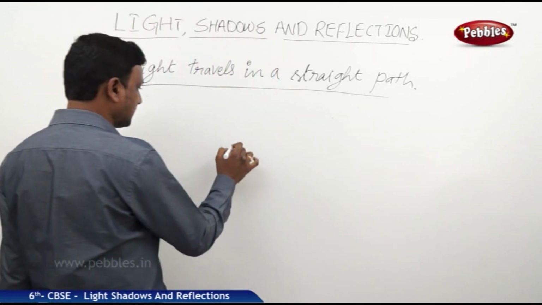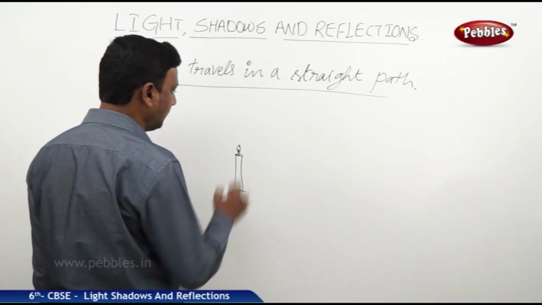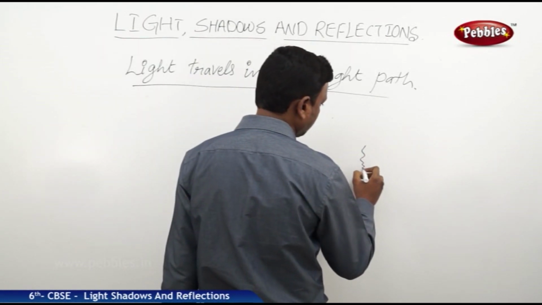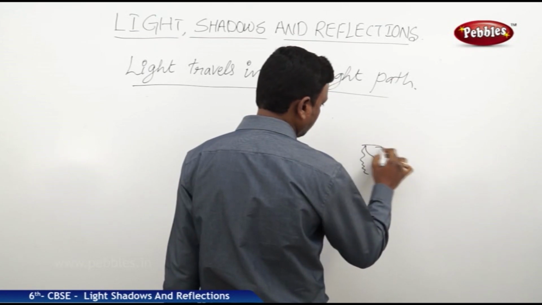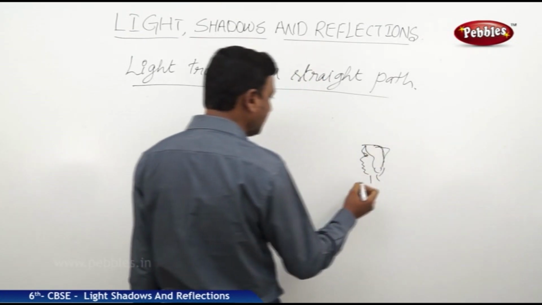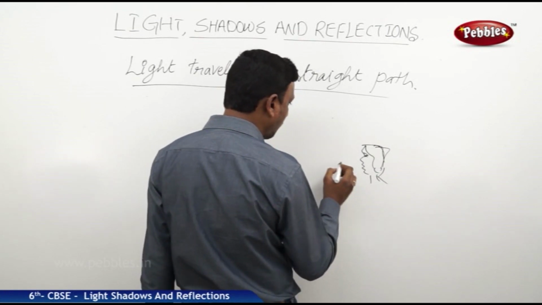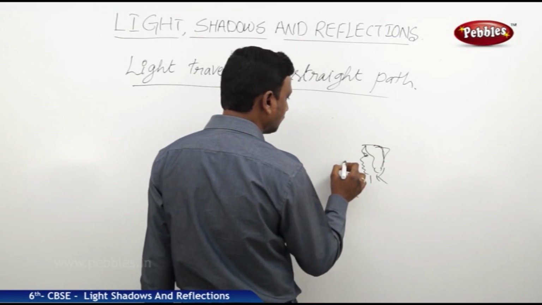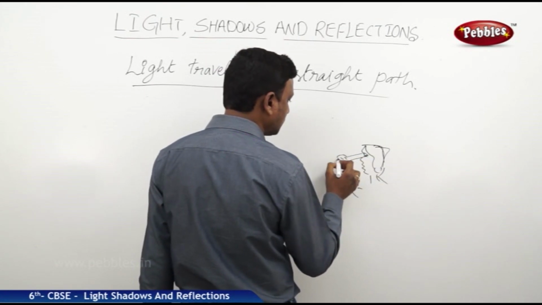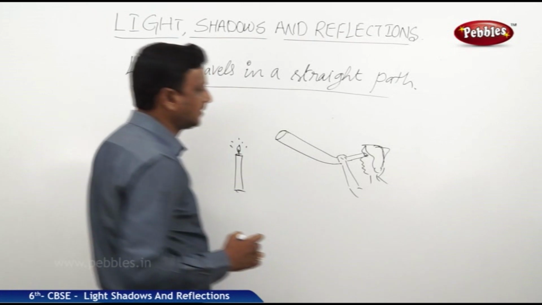See here, there is a source of light. Here we have taken the source of light, that is the candle. It is the source of light. Here is a boy. So this boy is aiming to see the light. So what he did, he took a pipe. He took a pipe like this.